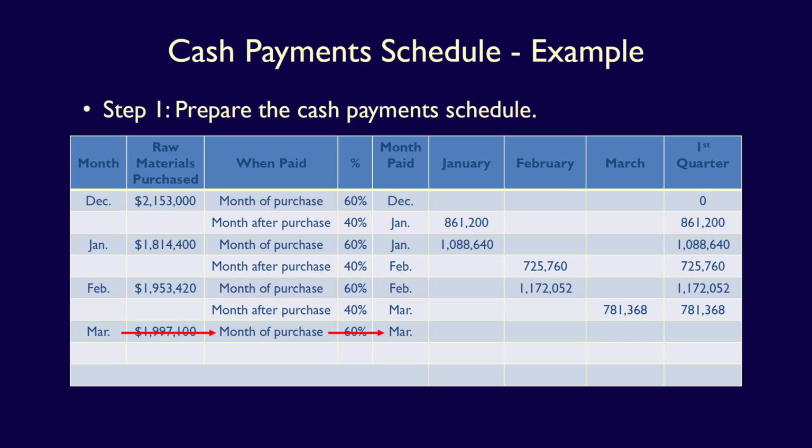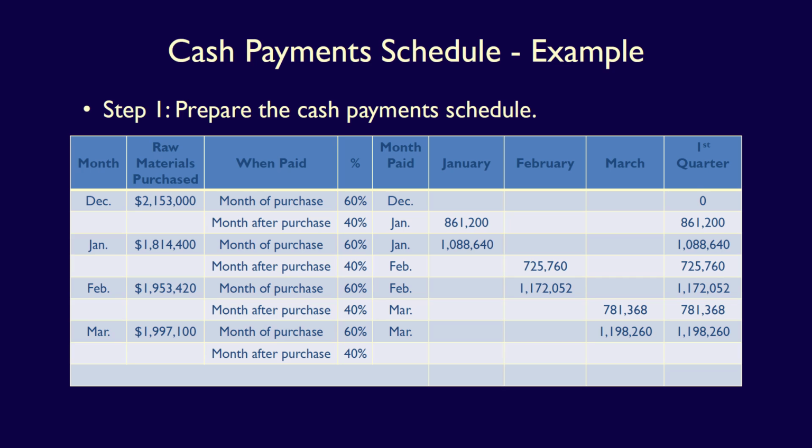Do we have to do a calculation? March to March, we absolutely have to do a calculation. $1,997,100 multiplied by 60% is equal to $1,198,260 in the March column. Add up January, February, and March to determine the first quarter total payment is $1,198,260. We now have to move to our second last row.